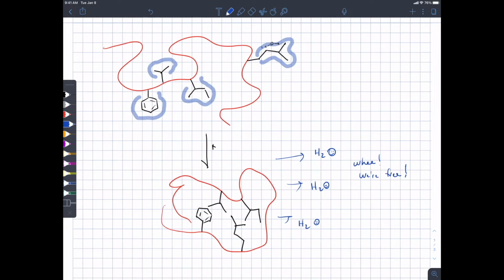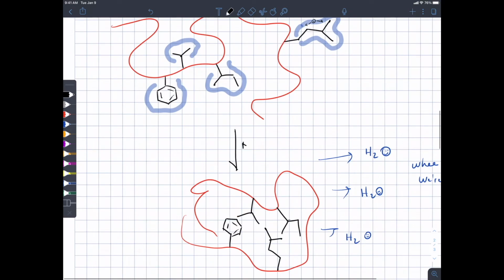Now, processes that are driven by the hydrophobic effect have a unique thermodynamic signature. And this is a little bit tricky to explain, but I think it's important enough, and some of you may encounter it enough in your future that it's worth talking about.